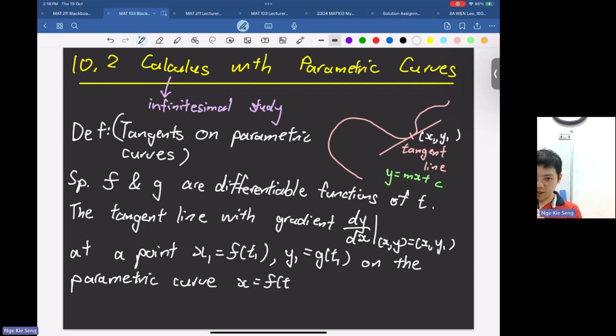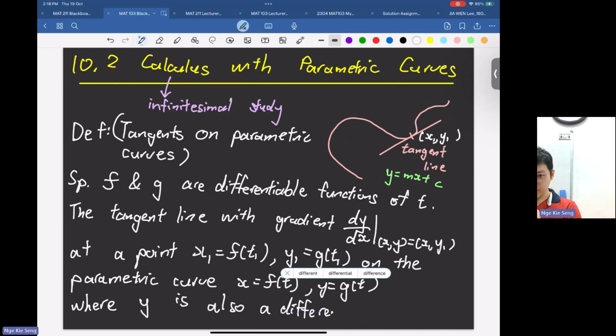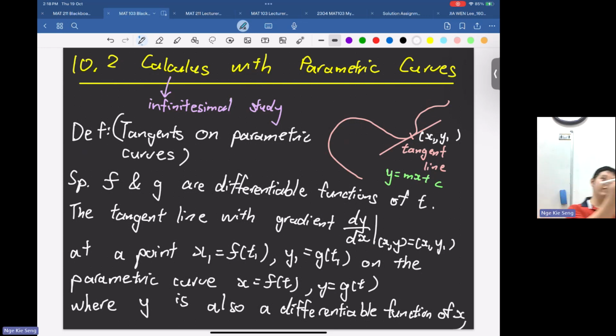x equals f(t), y equals g(t). And what else do I need? I need one more condition: I need to do dy dx, right? This means y has to also be differentiable with respect to x. So they are quite restrictive. There are a lot of things you need to put in so that you can do differentiation. You need to differentiate your f, you need to be able to differentiate your g, and if you write y in terms of x, you need to be able to differentiate it. Otherwise you cannot compute dy dx.